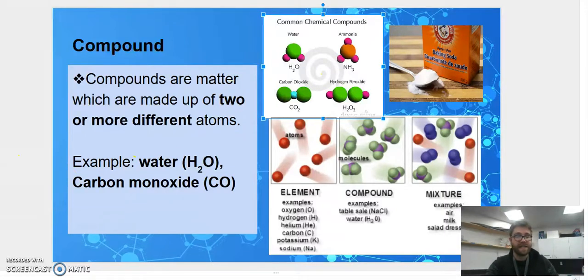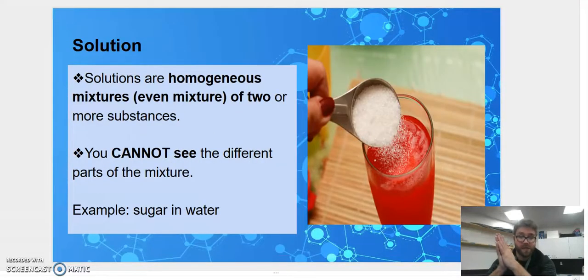But now let's get into the mixtures themselves. We have 2 types of mixtures. We've got solutions and we've got mechanical mixtures. Let's start with solutions. Solutions are also known as homogeneous mixtures. They're an even mixture, which means both substances are so completely mixed you cannot see all the different things that are in this mixture. Think about soda.